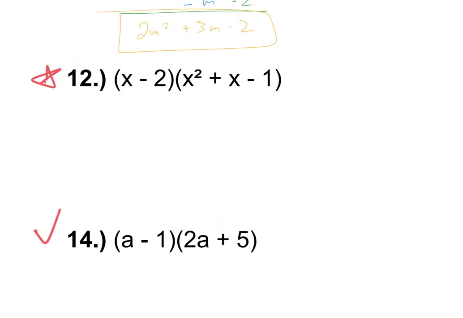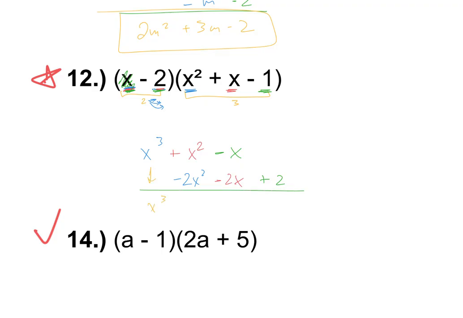All right, 12. I have 2 terms, I have 3 terms. I need to make sure and multiply this term by all 3 terms, right? So we have x times x squared, that's x cubed. We have x times x, that's x squared. We have x times 1, that's negative x. Now we're done with that term. We have negative 2 times x squared, that's negative 2x squared. We have negative 2 times x, that's negative 2x. And last but not least, we have negative 2 times negative 1, that's positive 2.